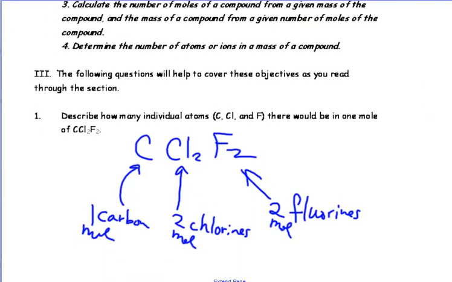So if you look here, describe how many individual atoms, C, Cl, and F, there are in one mole of these. If I just have one of these, CCl2F2, you can see I have one carbon, two chlorines, two fluorines. So if I had 1 mole of this, I'd have 1 mole of carbon, 2 moles of chlorine, and 2 moles of fluorine. Just like if I said I had a dozen of these, I'd have 1 dozen carbon, 2 dozen chlorine, 2 dozen fluorine. So don't freak out because of the word mole being used.